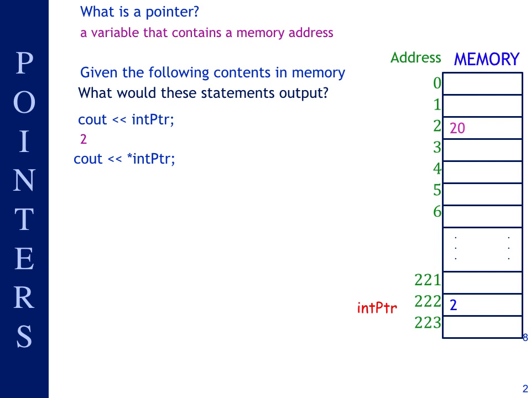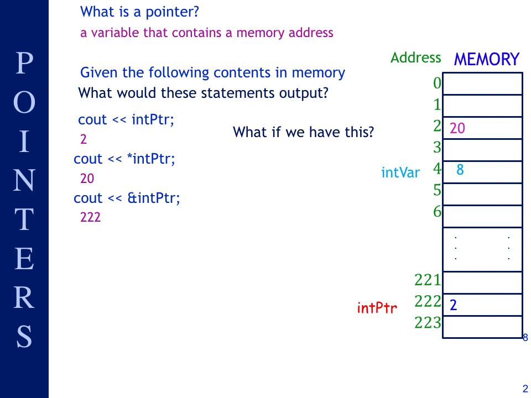Now, if we cout the dereference, you see the asterisk in front of the name of the pointer, that is the dereference, which will be indirectly accessing the memory location 2. What the memory location 2 contains is 20. So if we do a dereference, we're going to output 20. Now, if we output the address of int ptr, the memory address of the pointer is 222, right?